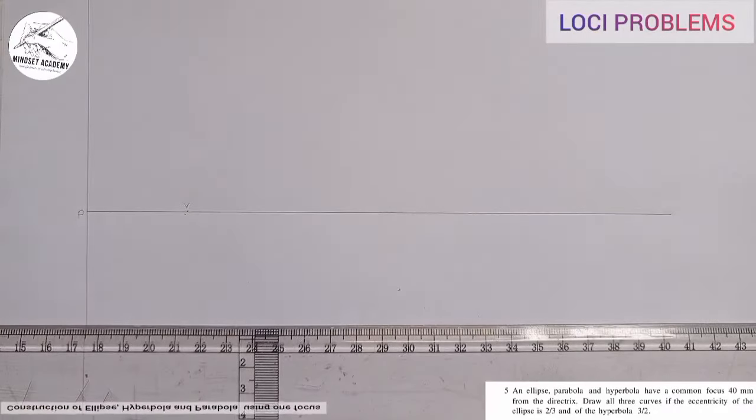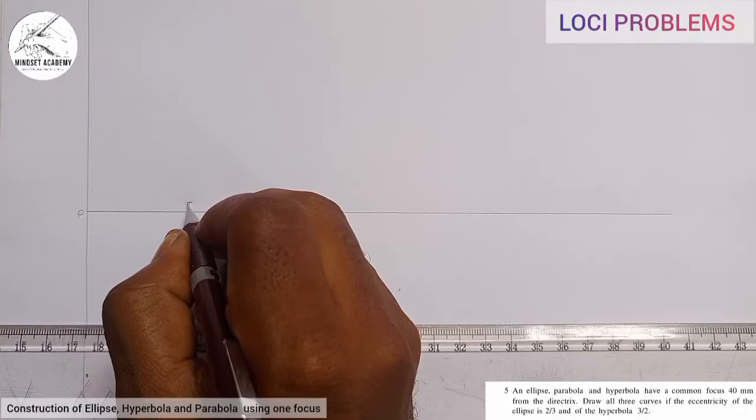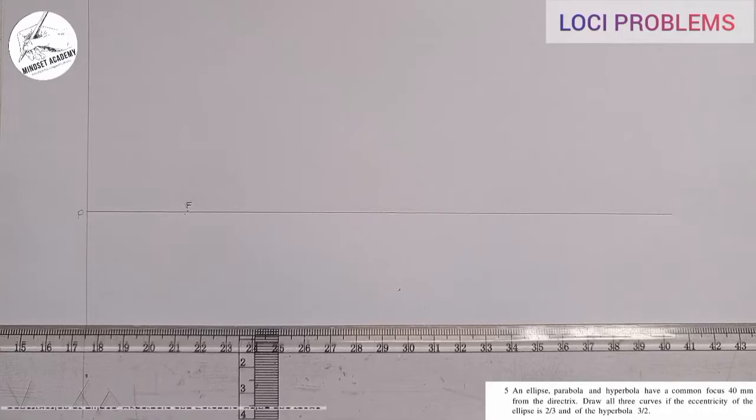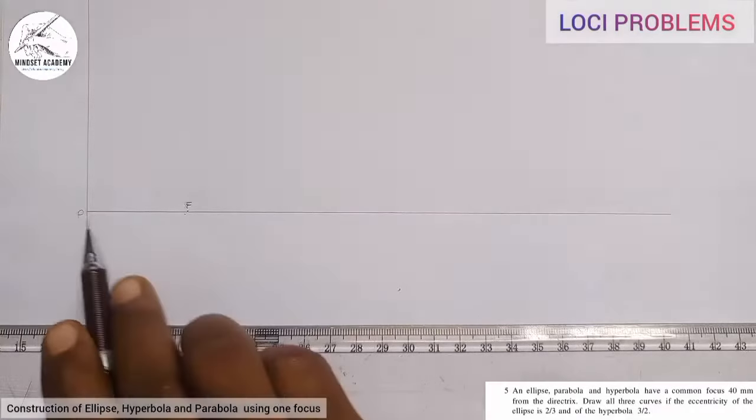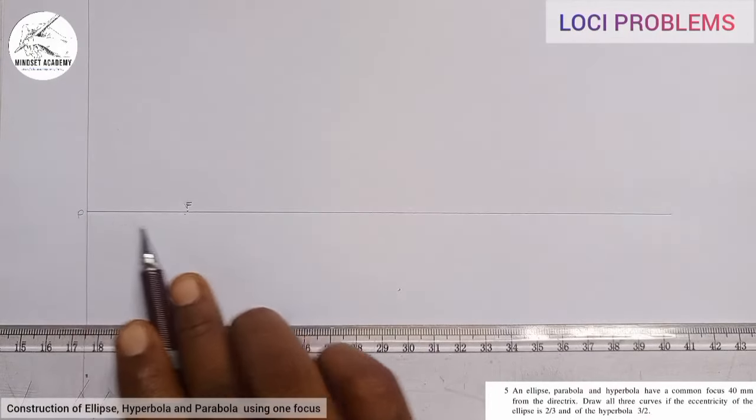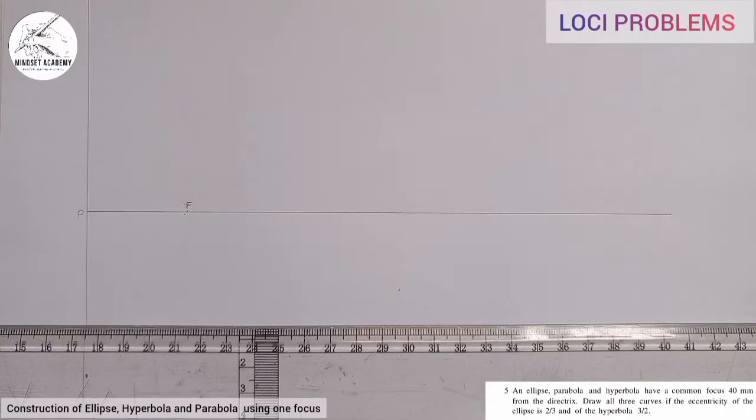That will be my focus, F, 40 millimeters away from the directrix. Now the next thing you do is, we need the vertex. To get the vertex of an ellipse, we need the eccentricity of the ellipse, since the measurement is not given. And the eccentricity of an ellipse is given to be 2 over 3.